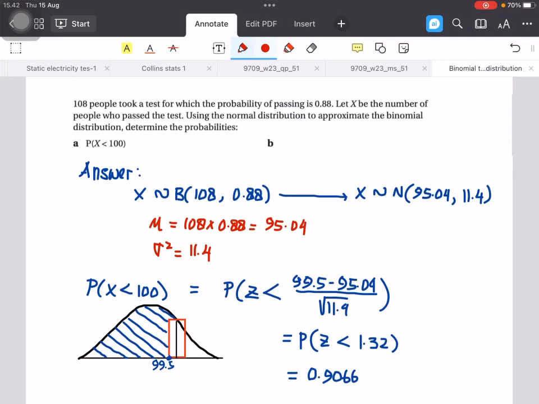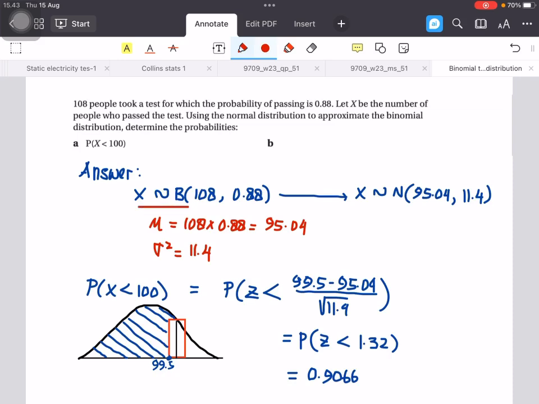Now let's try to answer one word problem related to approximation of normal distribution. Let's read the question together. 108 people took a test for which the probability of passing is 0.88. Let x be the number of people who passed the test. Using the normal distribution to approximate the binomial distribution, determine the probability P(X less than 100).